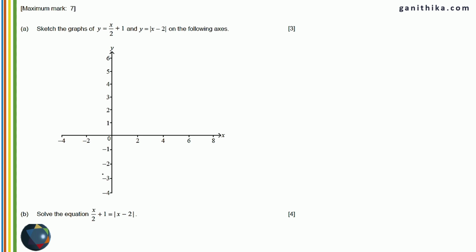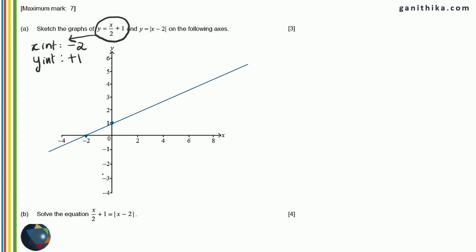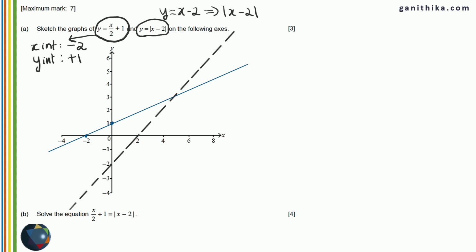Sketch the graph of y is equal to x by 2 plus 1. This is a linear equation. The x-intercept is negative 2, the y-intercept is positive 1. Use these two pieces of information to make the line y is equal to x by 2 plus 1. The next function is modulus of x minus 2. For this, you need to first draw the equation y is equal to x minus 2. So the equation y equal to x minus 2 will be this one.